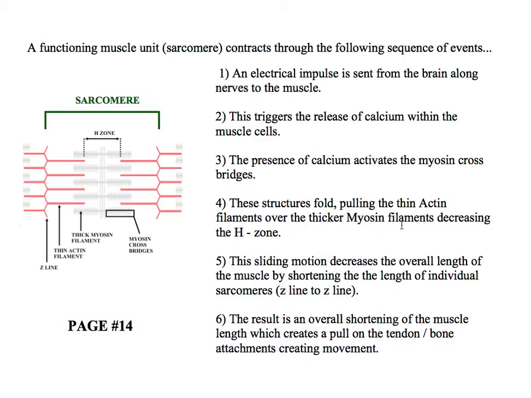The myosin filaments decrease the H zone, so this space in the middle decreases because both sides are pulling in. This sliding motion decreases the overall length of the muscle by shortening the length of individual sarcomeres. And when all these sarcomeres, millions and millions of them connected together, start to shorten, the result is an overall shortening of the muscle length, which creates a pull on the tendon and bone attached to create movement within your body. And that is all on page 14 of your coloring book.